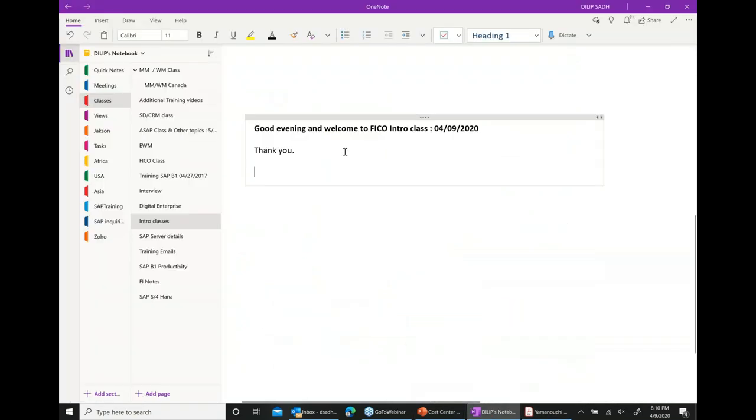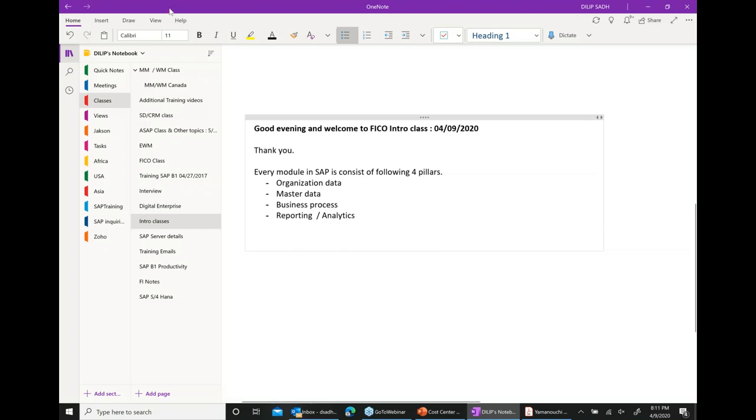So every module in SAP consists of the following four pillars. What are those four pillars? Pillar number one, organization data. Pillar number two, master data. Pillar number three, business processes. Pillar number four, reporting and analytics.